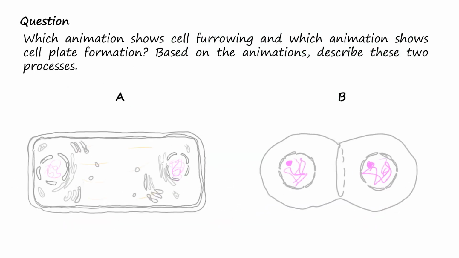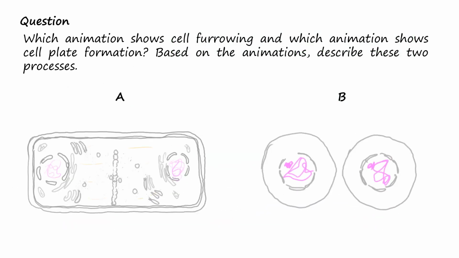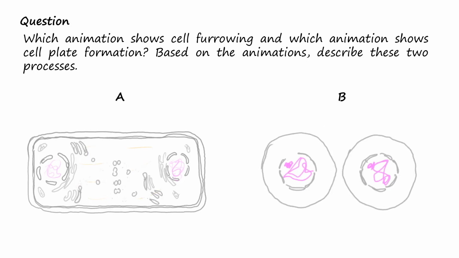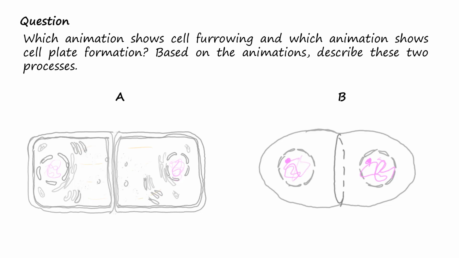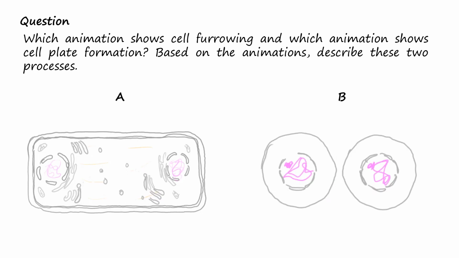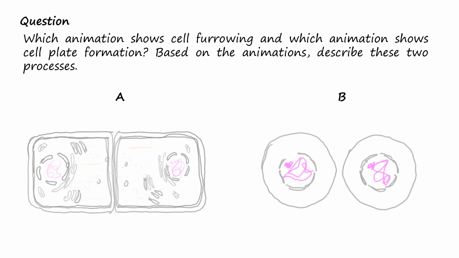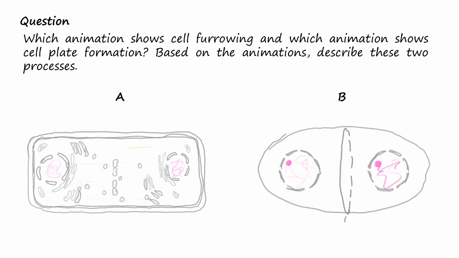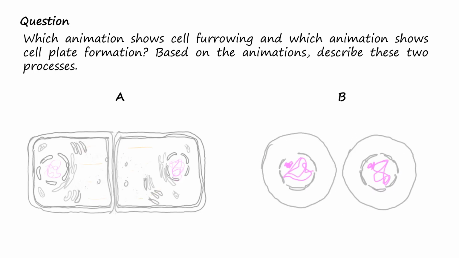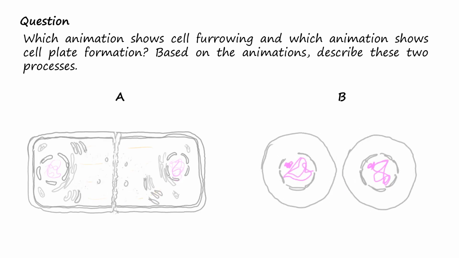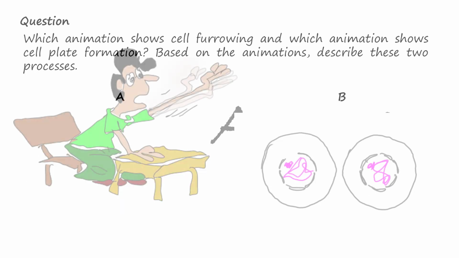Question: cytokinesis or cytoplasmic division is required to complete cell division and occurs by cell plate formation in plants or cell furrowing in animals. Which animation shows cell furrowing and which animation shows cell plate formation? Based on the animations, describe these two processes.